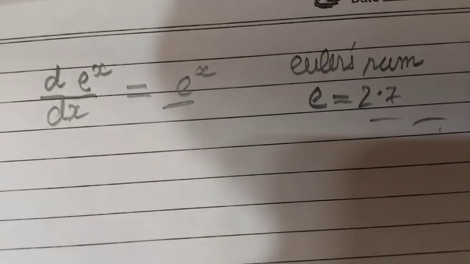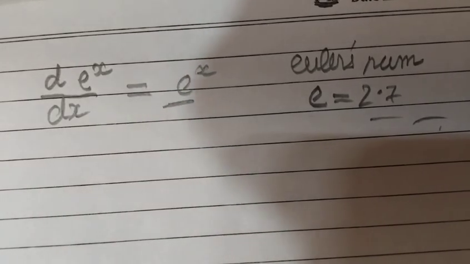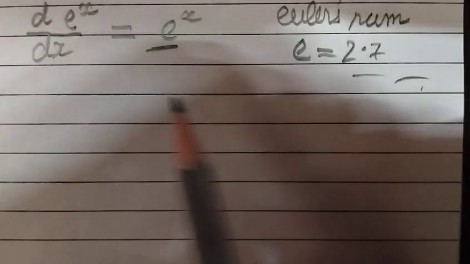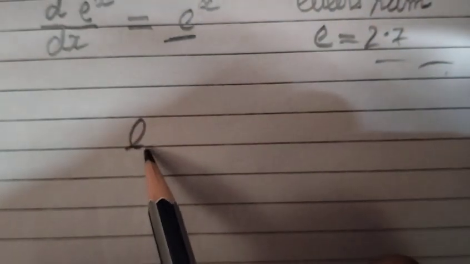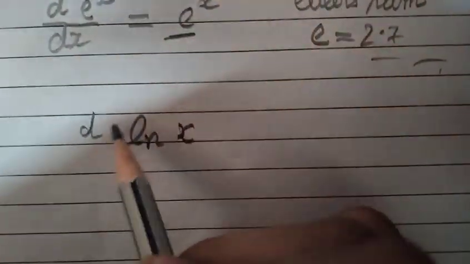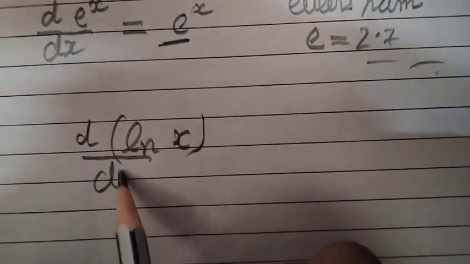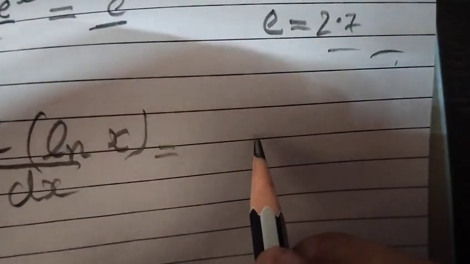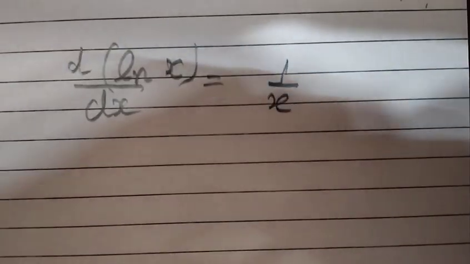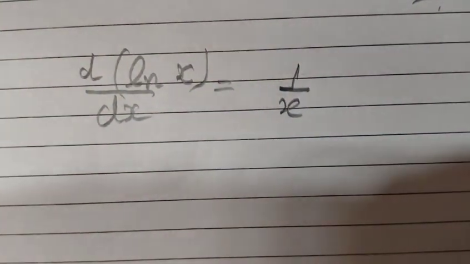And next we are going to see the natural logarithm of x. It is represented by ln x. So the derivative of this with respect to x is equal to 1 upon x. This is a simple relation and we just need to memorize this for calculations and numerical problems.